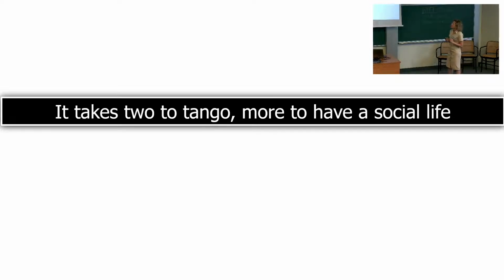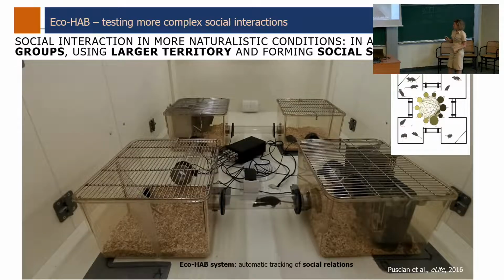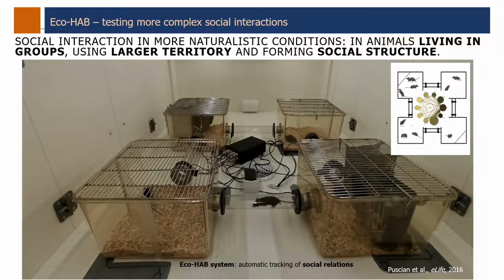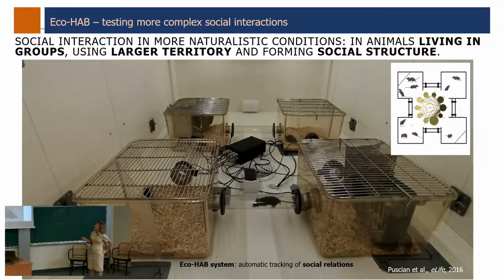So we wanted to see whether we can model such social groups and social interactions in larger groups of animals in more naturalistic conditions. So we started to use a system that we developed in my lab some time ago, and the system consists of 4 cages that are connected with corridors.